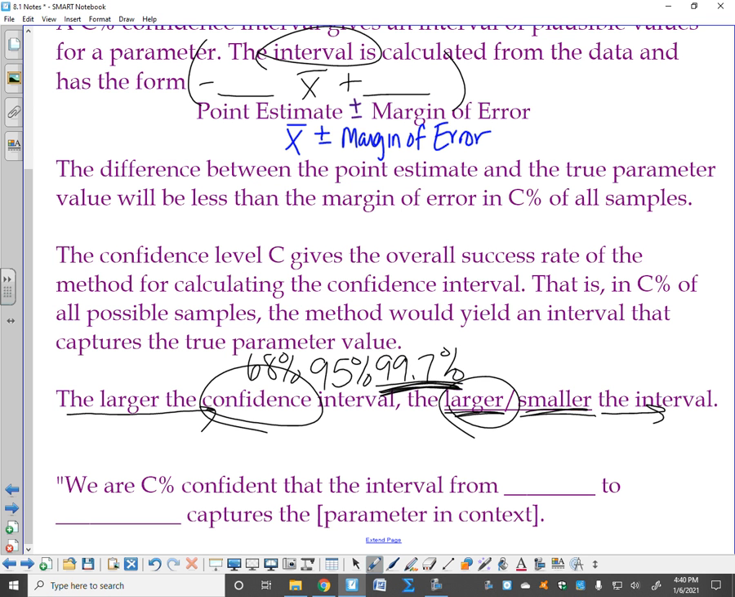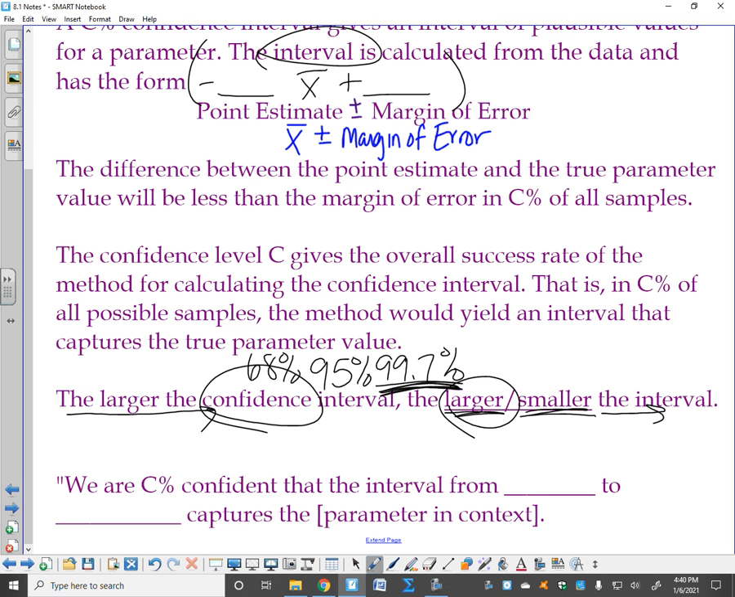But if you were to say, you know what, I'm 68% confident I got it. Here's an interval. I'm 68% confident that the parameter lives in that interval. Well, that's not super confident. So that's not going to be a super big interval.